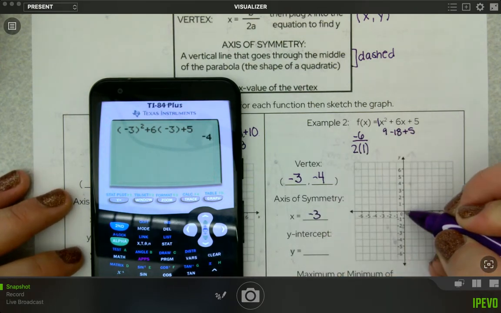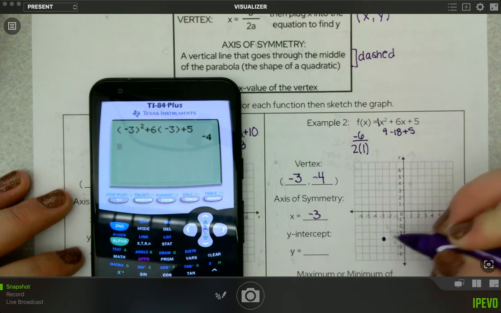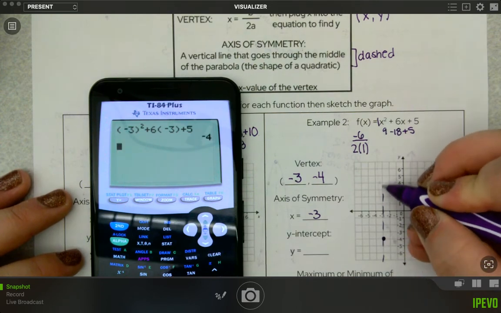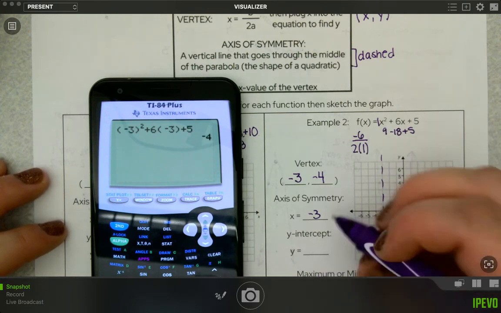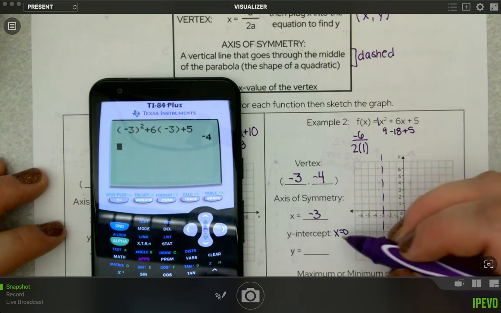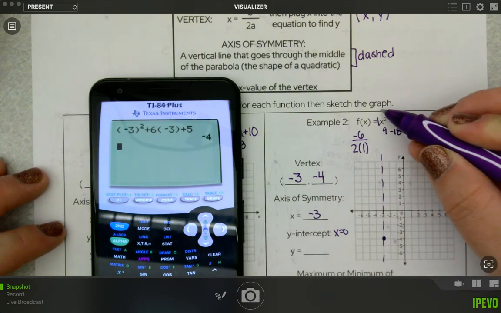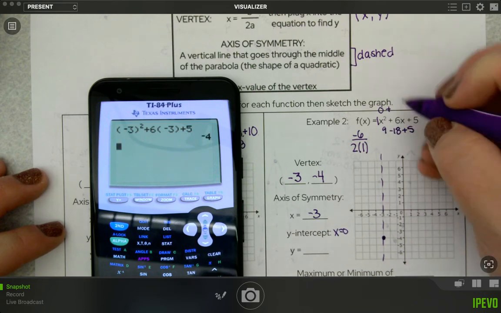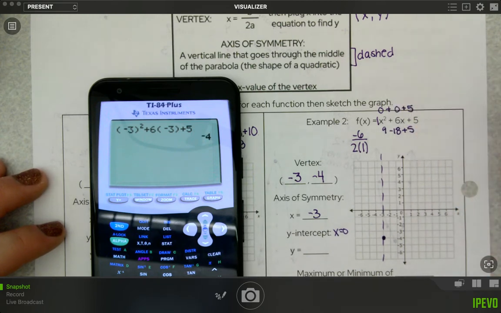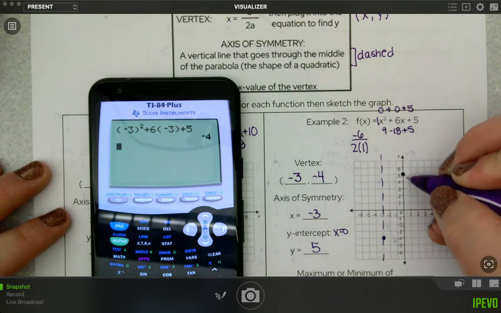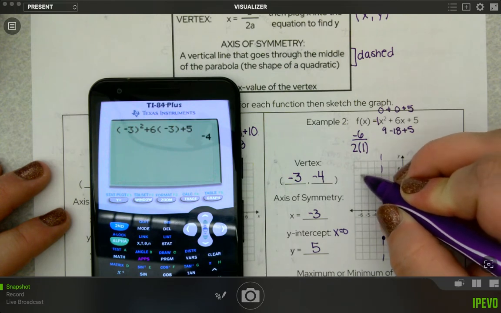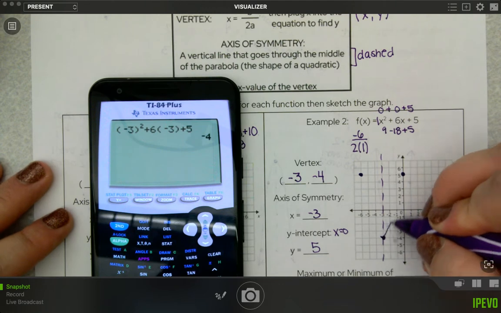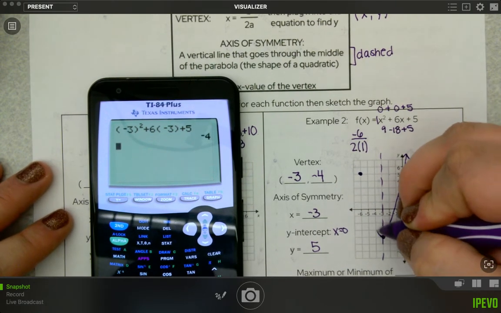So my vertex is left 3, down 4, and there's a vertical line going through it like this. And then my y-intercept, you plug in x equals 0, and you're going to get 0 squared is 0, plus 6 times 0 is 0, plus 5. So it's just 5, which is right here. This time we are 1, 2, 3 squares away. So I have to go 1, 2, 3 squares on the other side. Like this.